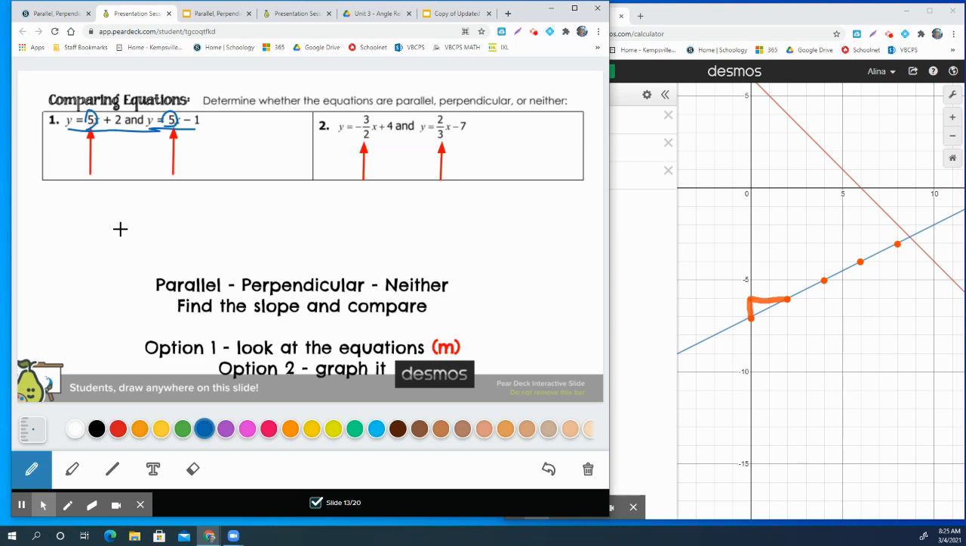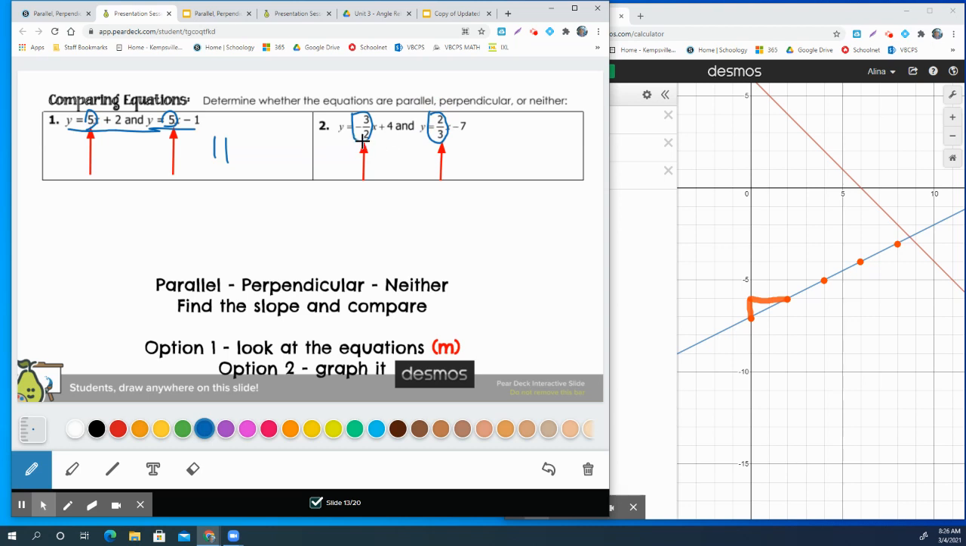So are those lines parallel, perpendicular, or neither? If they both got a 5 in front of the x, they're parallel. They have the same slope, right? So it's easy if they're written in this y equals mx plus b form. It's also pretty easy, even if you've got fractions. I know a lot of students get freaked out with fractions. But still, this is in that y equals mx plus b form.